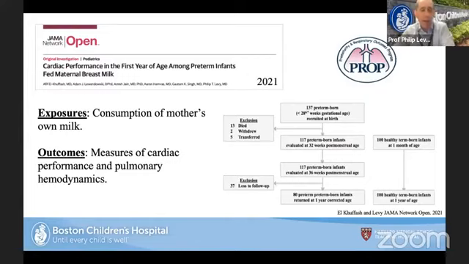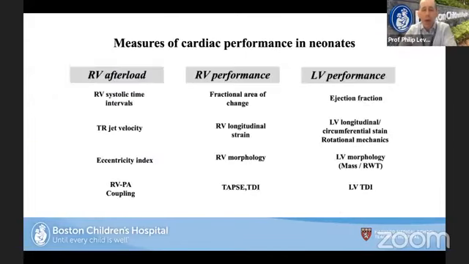So we did a nice study where we looked at preterm infants who were fed breast milk. And we wanted to see, is there a correlation between how much breast milk you get in the preterm period and the cardiac function over time? And what we actually looked at is all those measures of afterload and performance and left side and right side to assess as our outcomes.